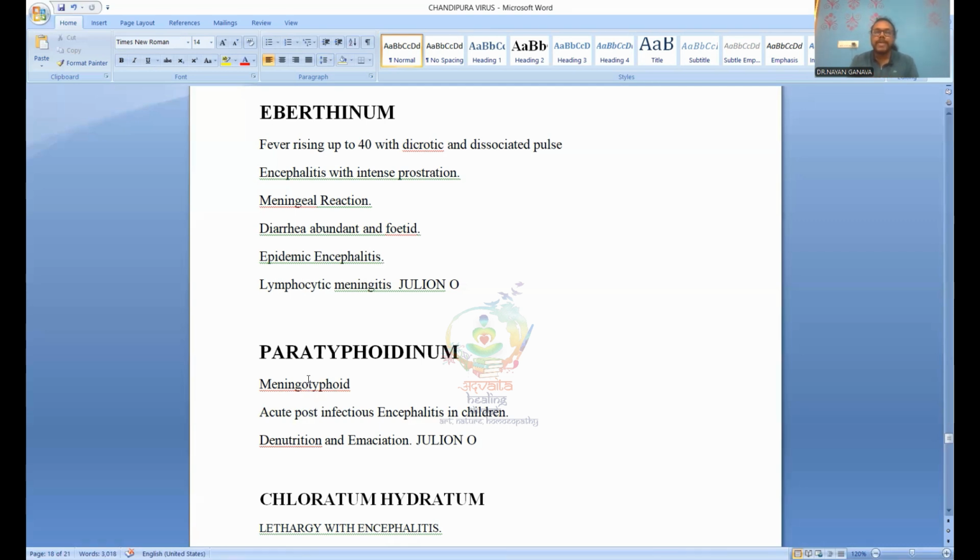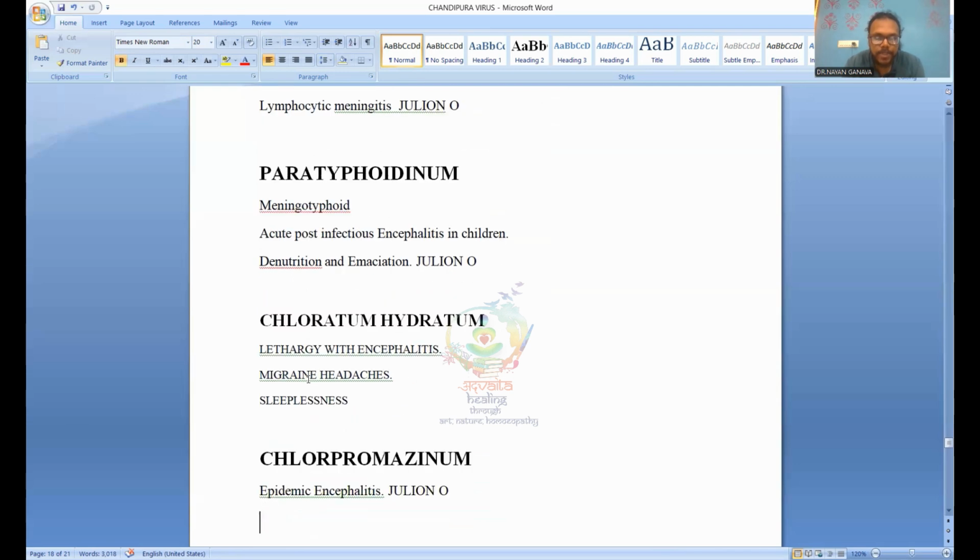Then epidemic encephalitis, that is also written in iberthinum. Just think how beautifully homeopathic remedies are indicated in such illnesses. Lymphocytic meningitis, that is what is written by Julian.